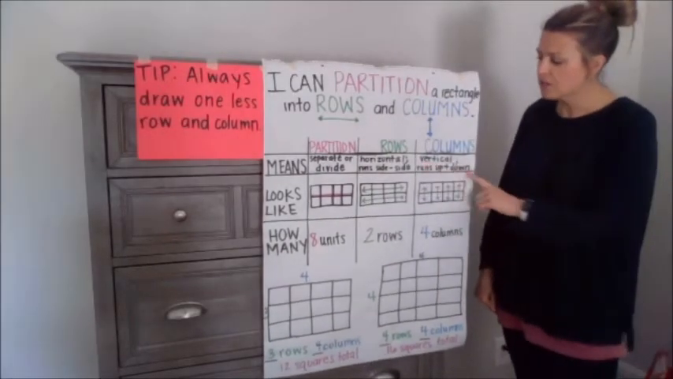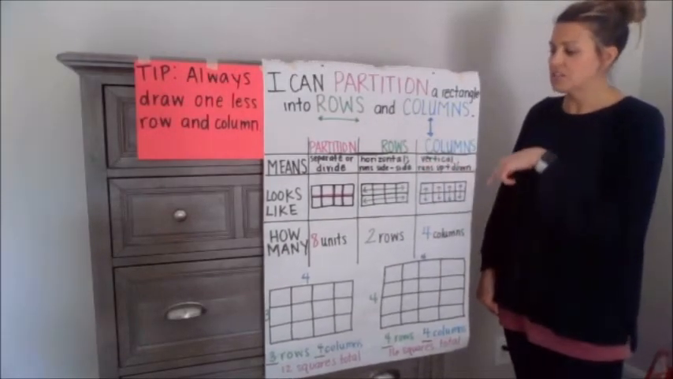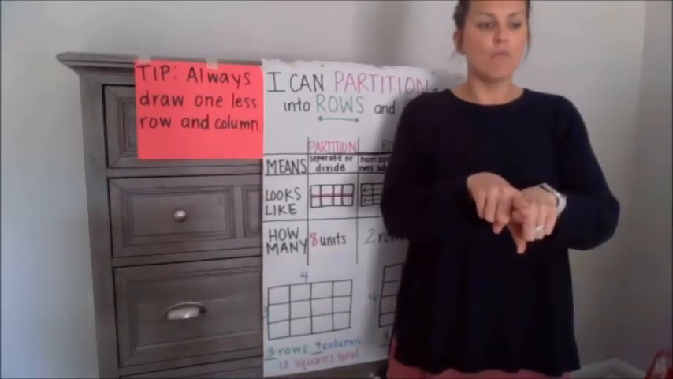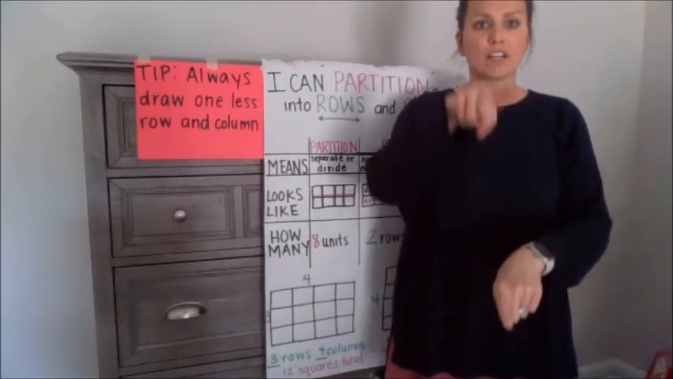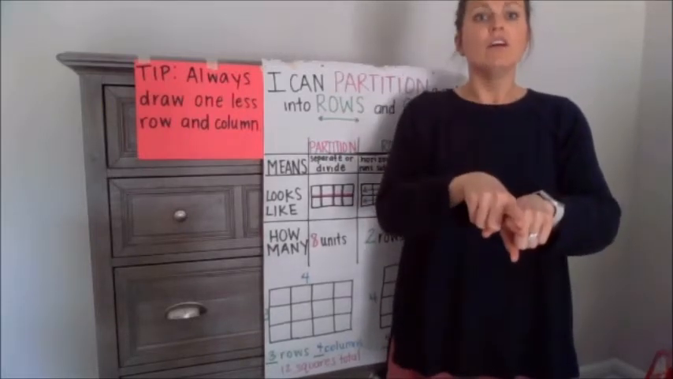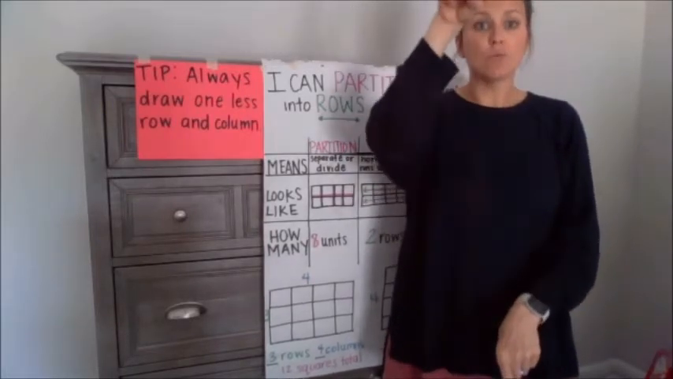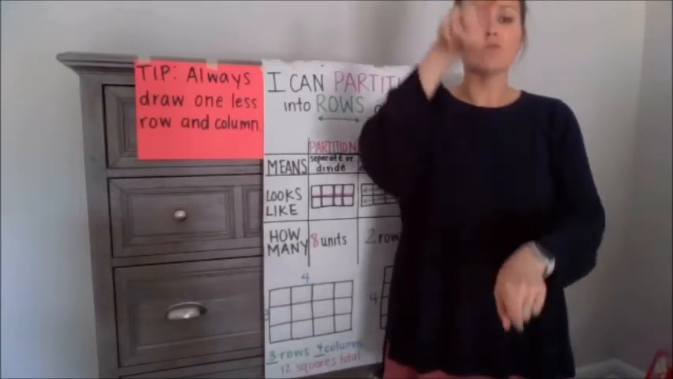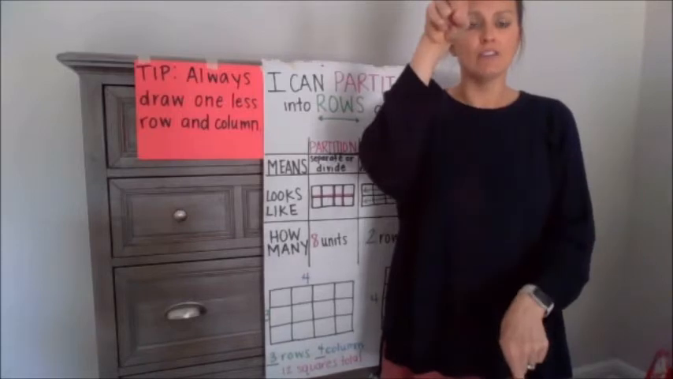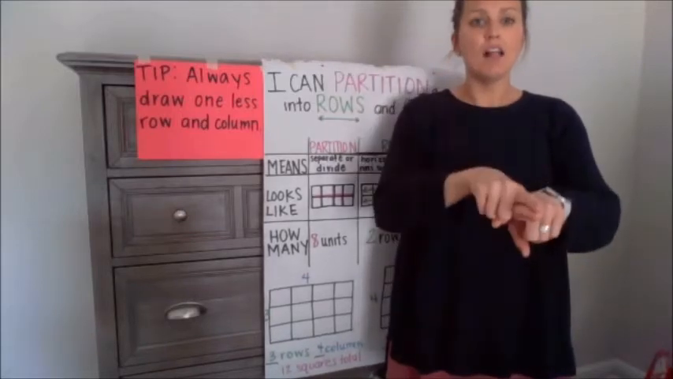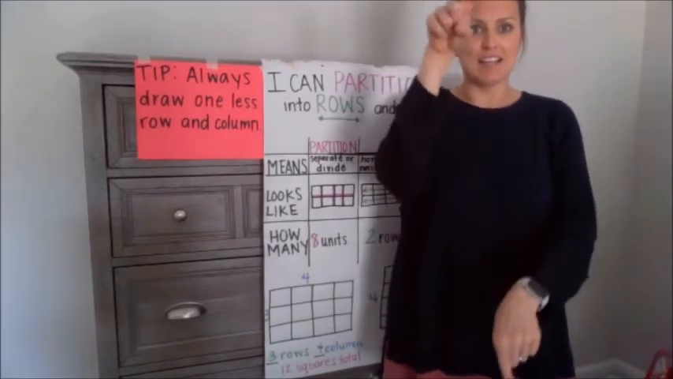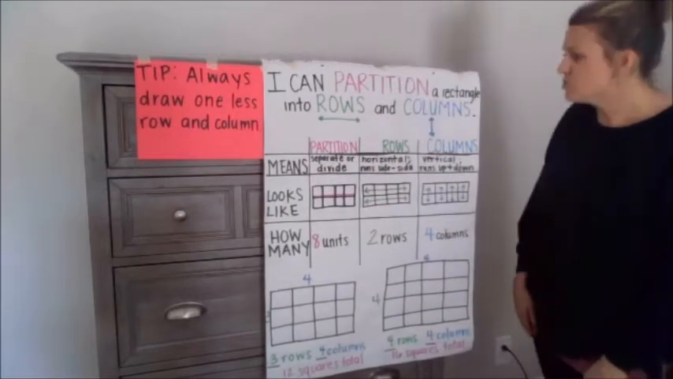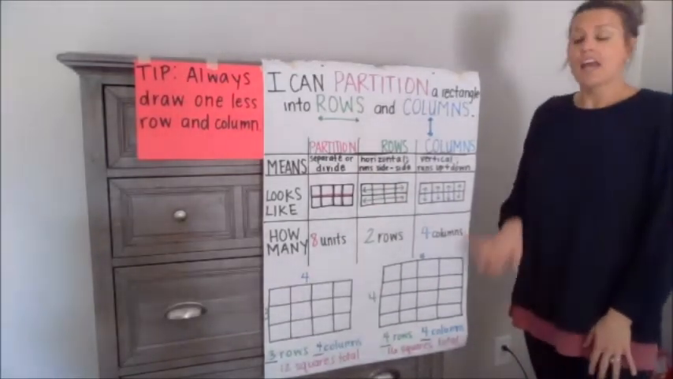And then we also have our columns. Our columns are going to run vertical, which is up and down. So get your fingers ready again, guys. We are going to run vertically here, up and down. So columns run up and down. Again, columns run up and down. Last time, columns run up and down. Excellent job, guys.